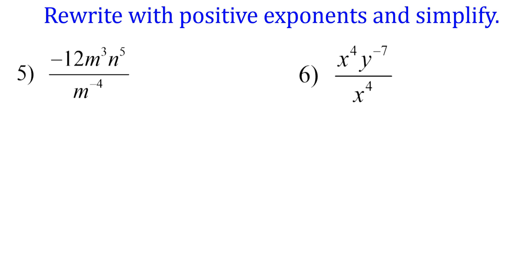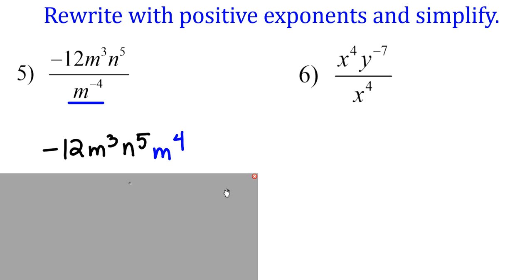So for number 5, we have negative 12 m to the third n to the fifth divided by m to the negative fourth. And as we look at this expression, our eyes should be drawn immediately to the denominator where m is raised to the power of negative 4. Again, that negative exponent is telling you that it's in the wrong location. It really belongs in the numerator. So let's rewrite it to where it belongs and see what kind of simplifying we can do.